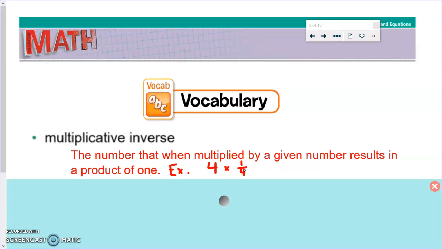Because what ends up happening when I multiply this, remember we can make a whole number a fraction by sticking it over 1, and when we multiply this fraction we go across the top. Well, 4 times 1 gives me 4, and on the bottom 1 times 4 also gives me 4, and 4 over 4 reduces to 1. So this is what we would call the multiplicative inverse.